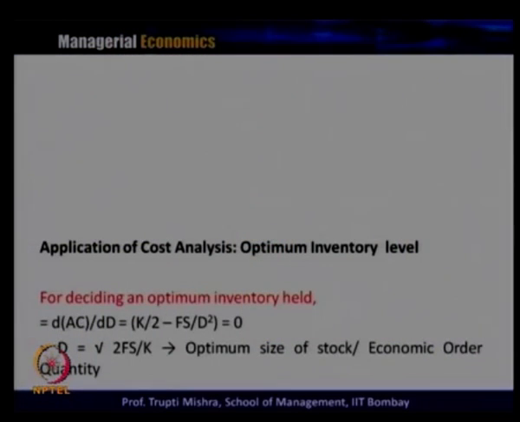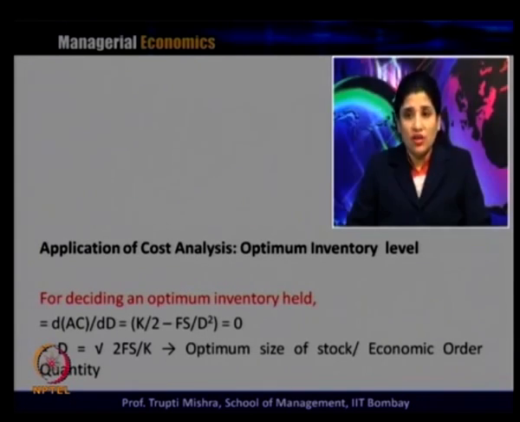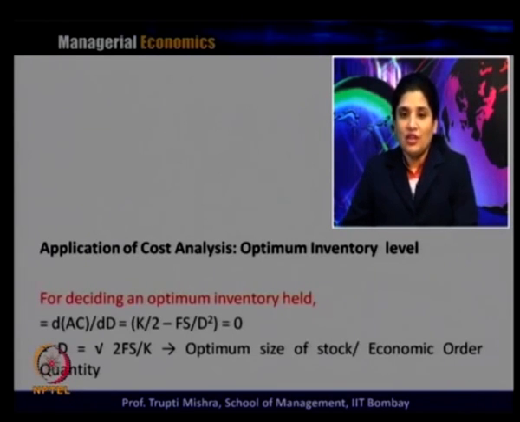Now, to find out the optimal inventory level held at any point of time, generally we take the first order derivative of average cost and set it equal to 0. So, dAC with respect to D. If you take the first order derivative of average cost with respect to capital D, it comes to K by 2 minus F S by D square, which has to be equal to 0. If you simplify this for capital D, it is root of 2 F S by K, and this gives us the optimum size of stock or the economic order quantity. Popularly this is known as the economic order quantity, and this is the optimum size of stock.